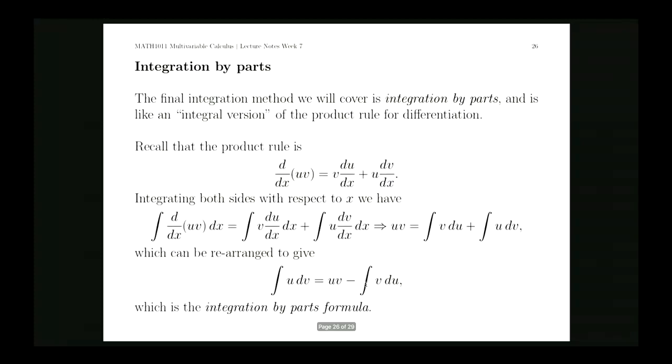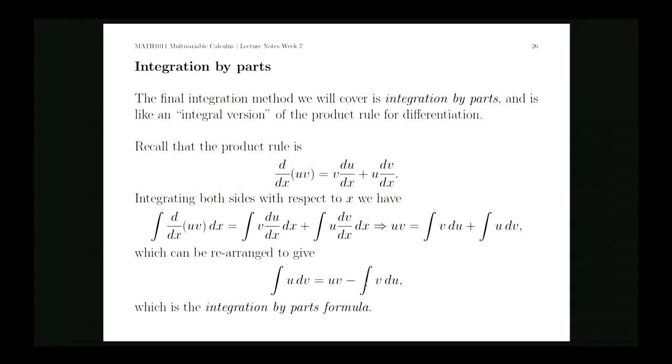But anyway, the last technique we're going to do is integration by parts. Now, some of you have probably done integration by parts before. Right, so integration by parts is like the integral version of the product rule, and that's actually where it comes from. But I teach this last. Most textbooks will teach this much earlier than I have.